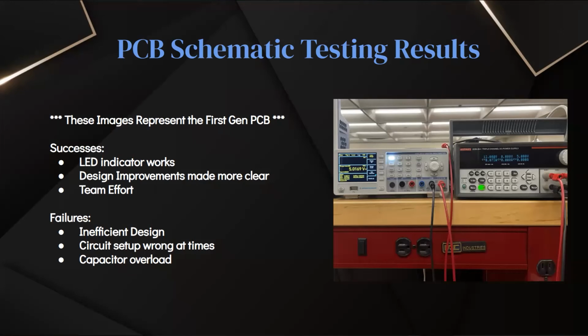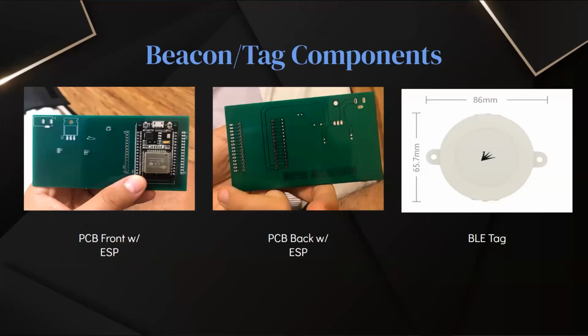There were some failures along the way, those being a capacitor almost blowing up in the lab. But at the end of the day, we were still able to get the PCB working through testing, and we were able to order it. And so this is what the PCB currently looks like. And then the BLE tag will be arriving soon. We don't have it yet, but this is about how small it's going to be.